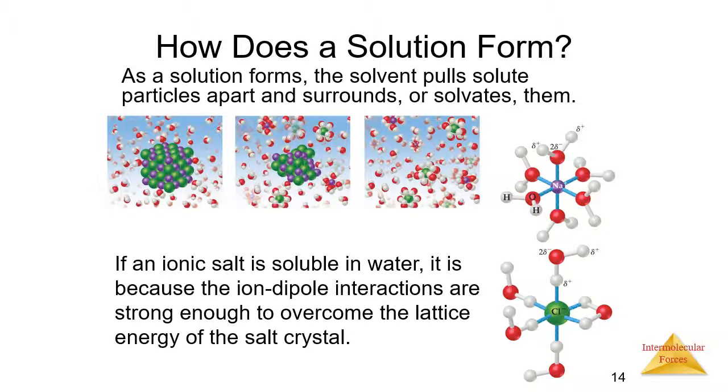The solvent pulls solute particles apart and surrounds or solvates them. An ionic salt is soluble in water because the ion-dipole interactions are strong enough to overcome the lattice energy of the salt crystal. So the solvent just surrounds those particles until they are dissolved. A good example of an ion-dipole interaction is sodium chloride in water again. The sodium ion is attracted to the oxygen end of the water molecule because it has a negative dipole, while the chloride ion is attracted to the hydrogen end of the water molecule because it has the positive dipole.